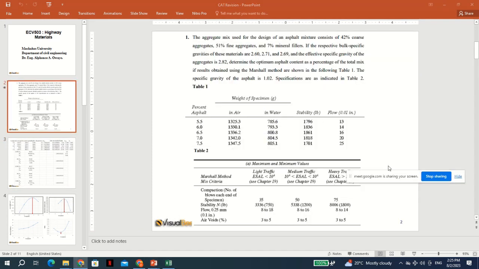The aggregate mix used for design of an asphalt mixture consists of 42% coarse aggregates, 51% fine aggregates, and 7% mineral fillers. If the respective bulk specific gravities of these materials are 2.60, 2.71, and 2.69, and the effective specific gravity of the aggregates is 2.82, determine the optimum asphalt content as percentage of the total mix. If results are obtained using Marshall stability method are shown in the table 1, the specific gravity of the asphalt is 1.02.